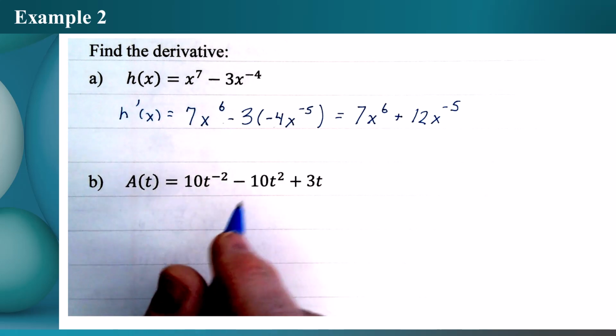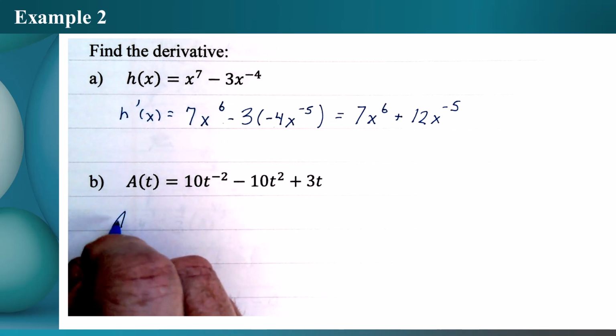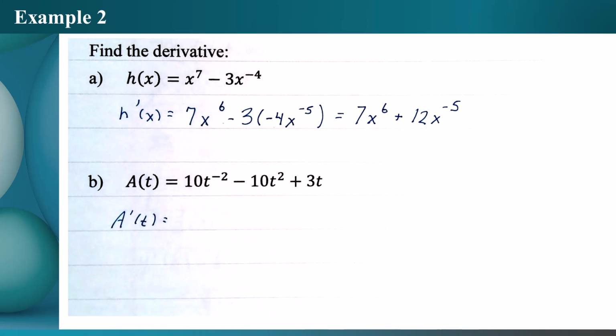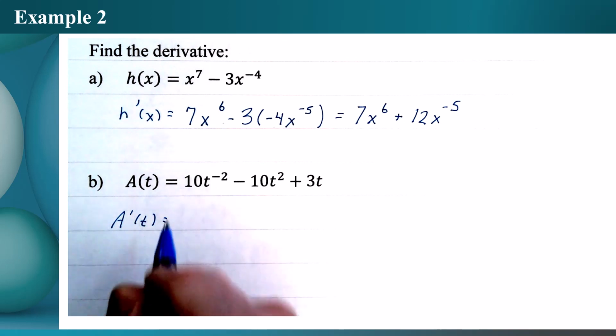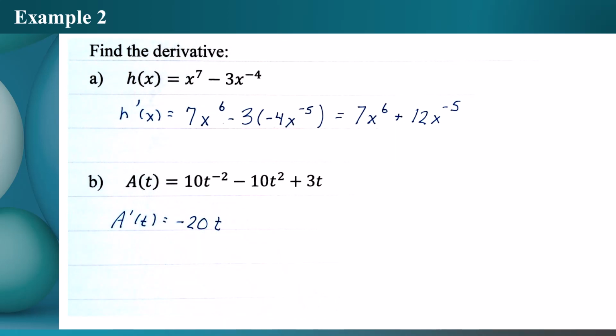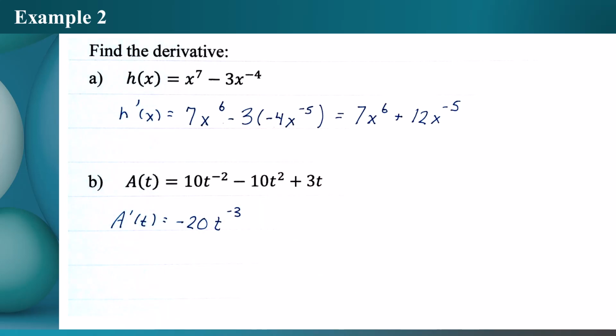I've got a of t equals 10 t to the negative 2 minus 10t squared plus 3t. And I want to take the derivative. So here I have a 10 that's already out here, and I know I'm going to bring a negative 2 out in front when I take the derivative, so that's going to give me a negative 20. And when we subtract 1 from the exponent, we get negative 3. We have negative 20t to the negative 3 for the first term.